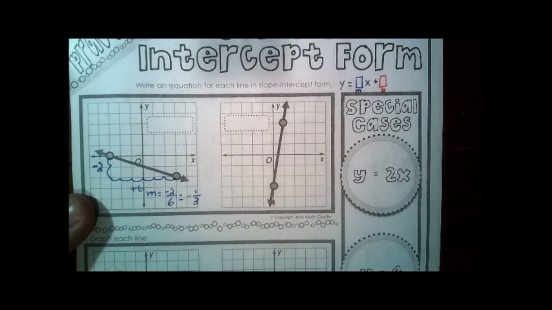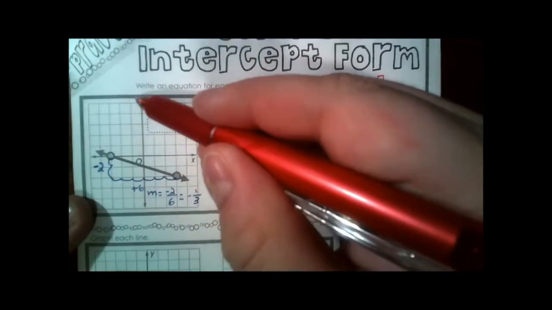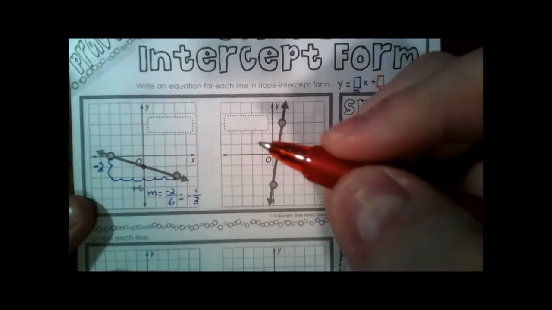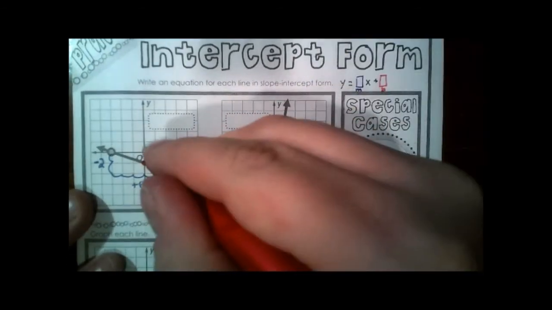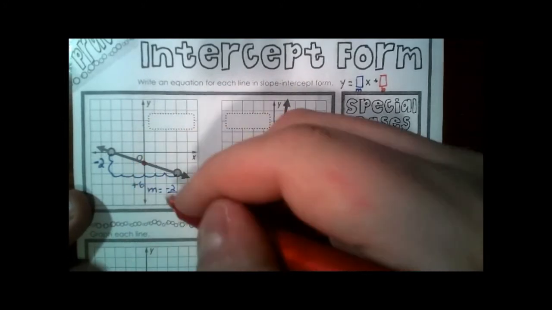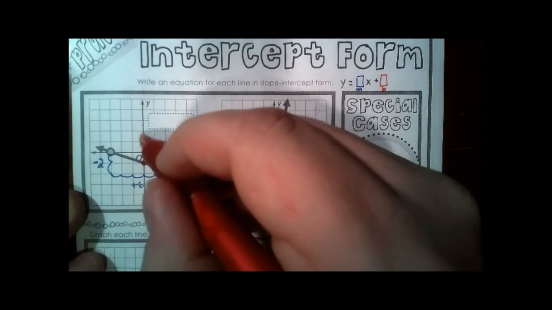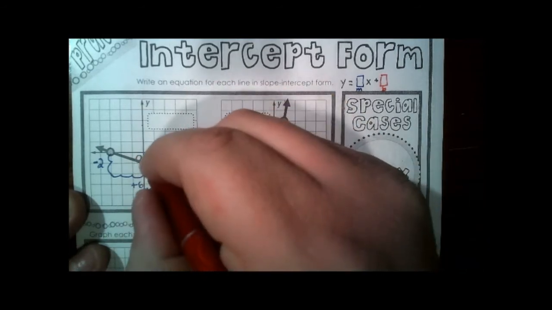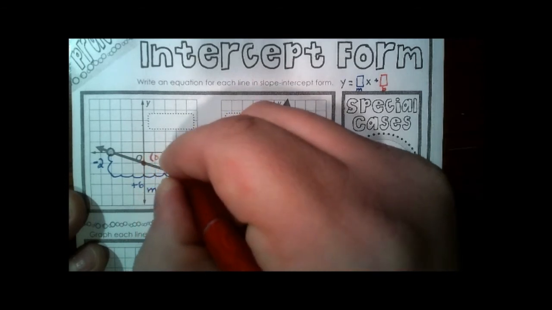Now my y-intercept, that one's pretty easy. It's wherever it crosses the y-axis. It crosses it right there. And what value is it? Well, these aren't numbered. Okay, normally we'd want them to be numbered. So we're going to assume, since they're not numbered, that each value is 1. So this is -1. 0 on x, -1 on y.